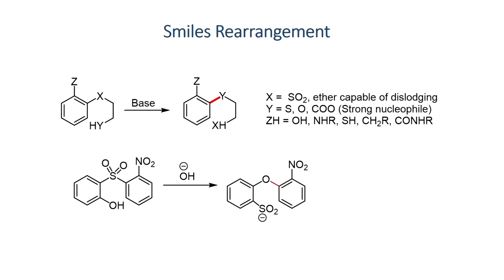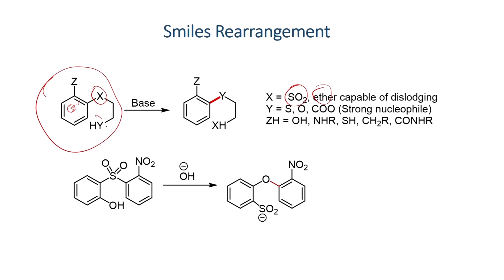Now let us look at the Smiles rearrangement. When you have this kind of substrate, X should be a functional group, can be sulfone or ether, which is capable of leaving from the aromatic system when you have the anionic carbanion intermediate. So this functional group, sulfone or ether, is capable of dislodging from the aromatic system when you have the carbanion intermediate.